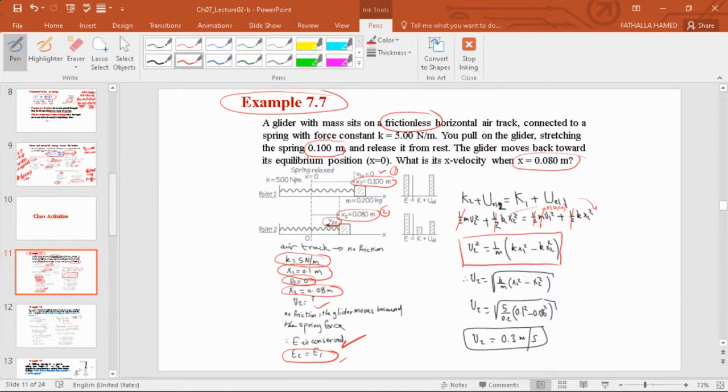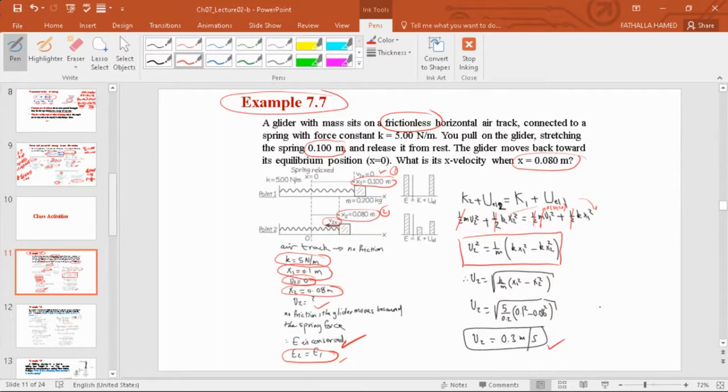You can take the k as a common factor. And if you want to get v2, you'll take the positive square root. So v2 will be the square root of k over m times x1 squared minus x2 squared. K is 5. The mass is 0.2 kilograms. And x1 is 0.1, and x2 is 0.08. This v2 is equal to 0.3 meters per second.